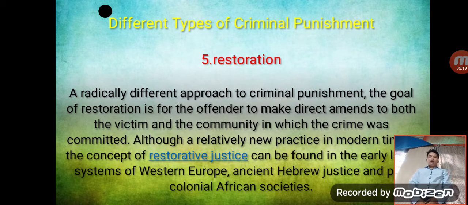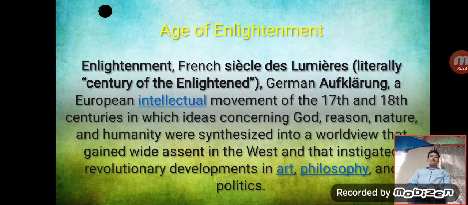So next slide. And this is a new topic: the Age of Enlightenment. The Age of Enlightenment came from the French, literally century of the enlightened. It was a European intellectual movement of the 17th and 18th centuries, in which ideas about God, reasoning, nature, and humanity were synthesized into a worldview that gained wide assent in the West, and that instigated revolutionary developments in art, philosophy, and politics.